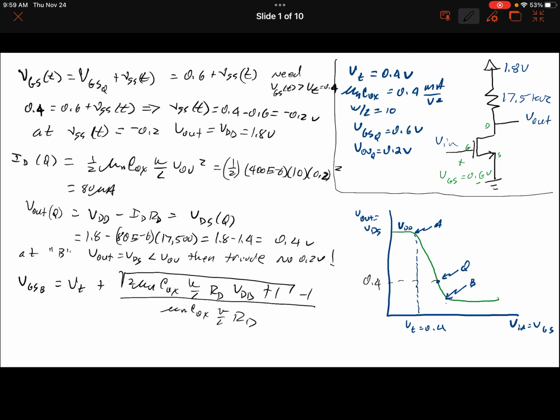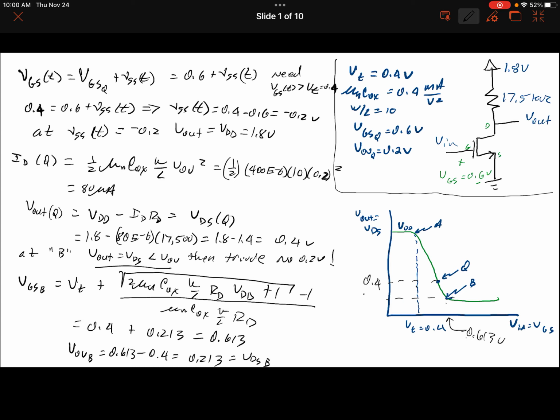And if we put all those in, then we get 0.4 plus 0.213, and that equals 0.613. That's the VGS right there. And that would cause a V overdrive at point B of 0.613 minus VT, which is 0.4, or 0.213. Okay? And that should be VDS at point B, because that's the place where this happens, right? So VDS should be 0.213 at that place where we fall into triode if we go any higher in VGS or any lower in VDS.